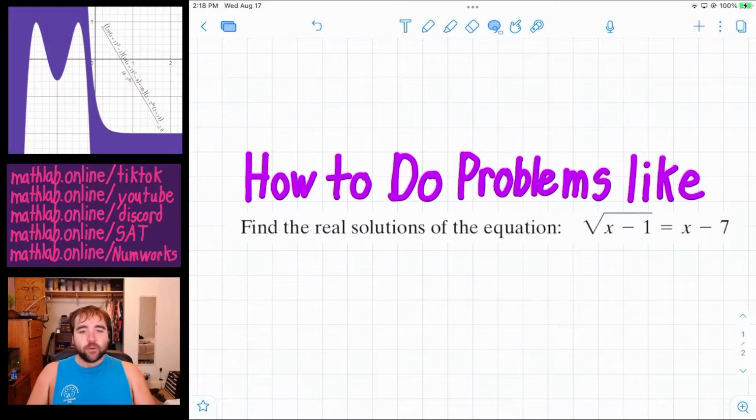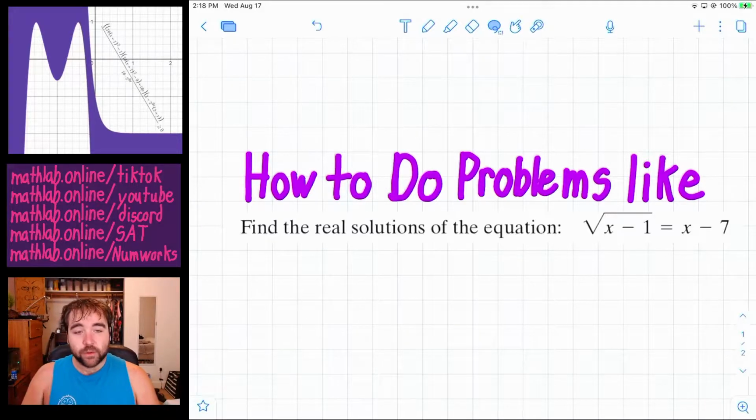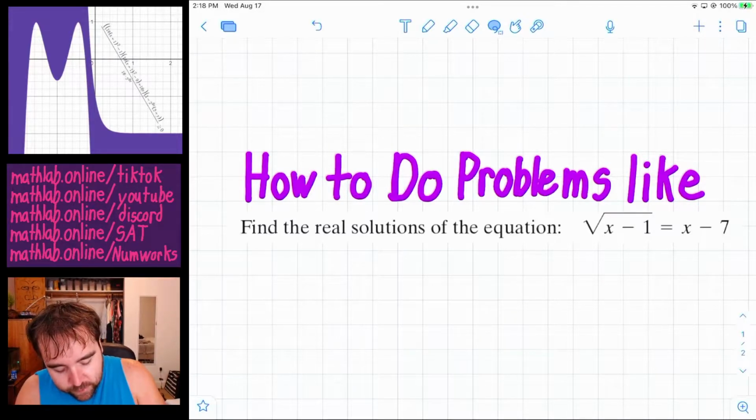So how do you do problems like this? We're going to find the real solutions of that. Well, we've got x inside of a square root, so we're definitely going to have to square both sides to get rid of that square root.